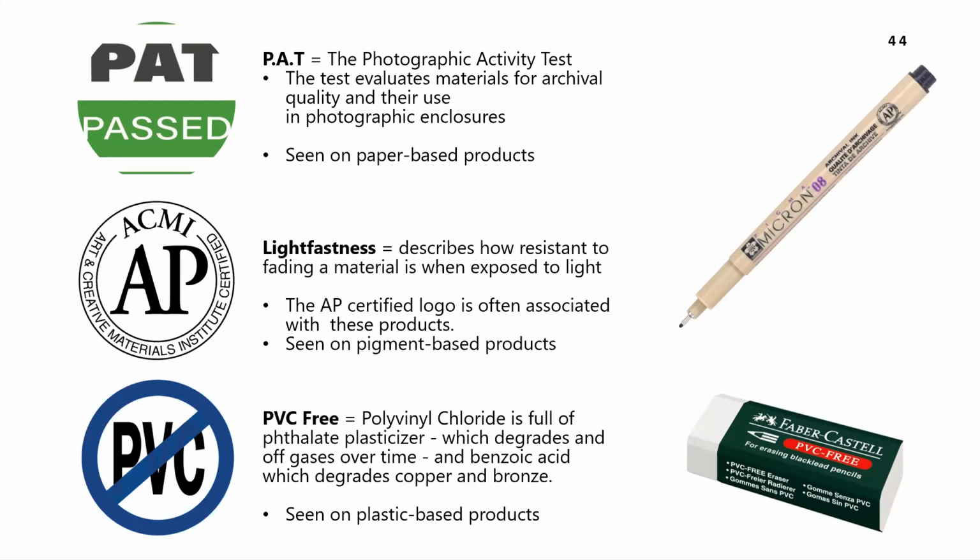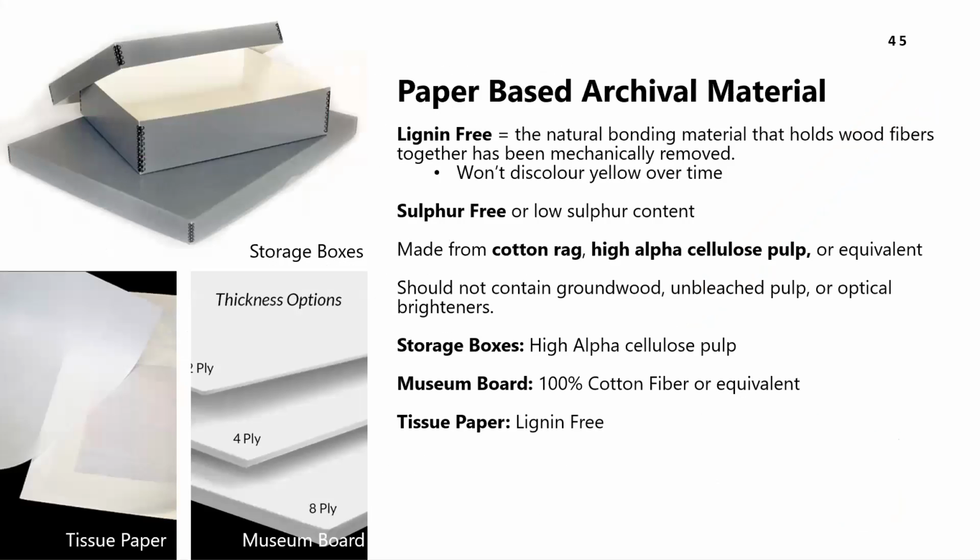And so on paper-based archival materials, you'll want to look for lignin-free. So this is the natural bonding material that holds wood fibers together and that has been mechanically removed. So it won't discolor yellow over time. And this is why newsprint yellows. It's sulfur-free or has a low sulfur content. It's often made from cotton rag, high alpha cellulose pulp or equivalent, and should not have groundwood, unbleached pulp, or optical brighteners. You'll see these in storage boxes, museum board, tissue paper, materials like that.